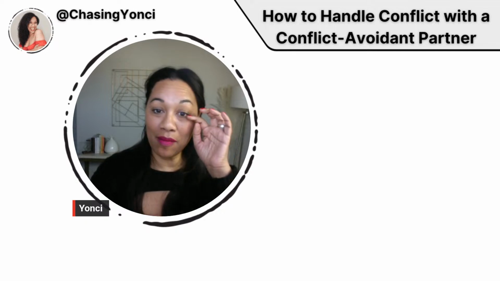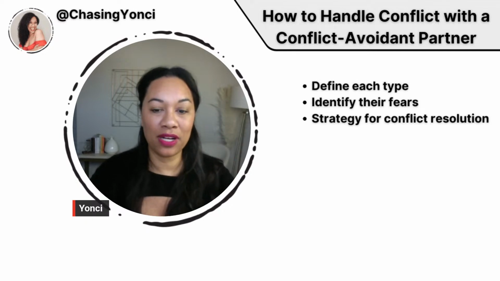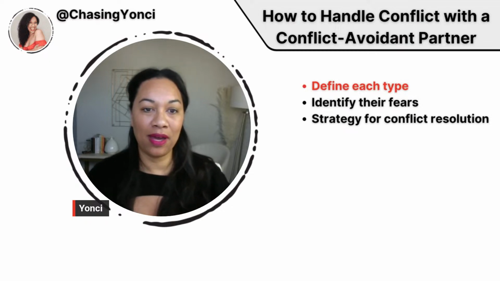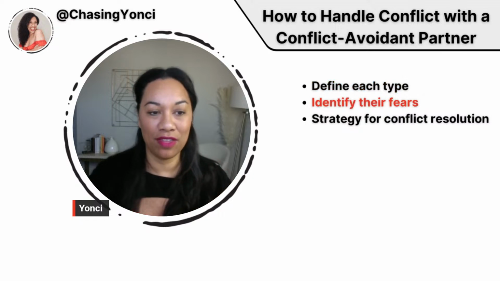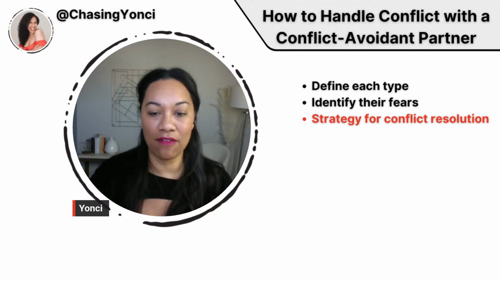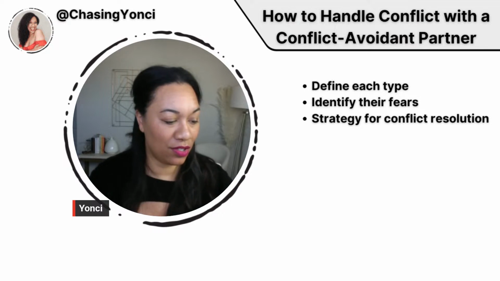All right, so I'm going to break down what you can expect from this video. First, we're going to be defining each type: which type you have, a conflict avoidant partner, and the opposite type of partner. Then we're going to identify each of their fears. And then finally, we're going to give you a strategy for conflict resolution. So if that is something that you are interested in, this is definitely a video to tune into.